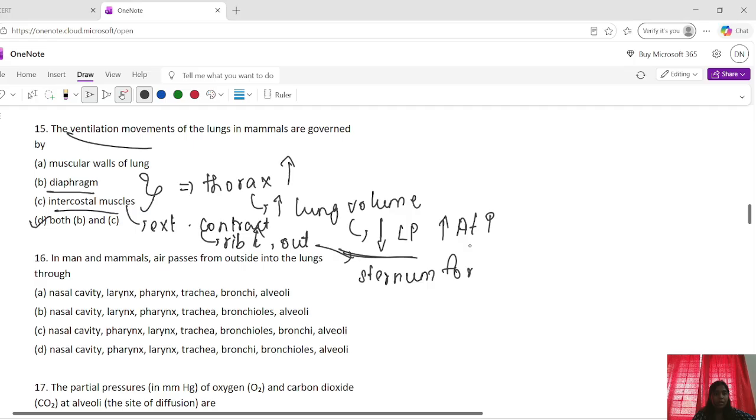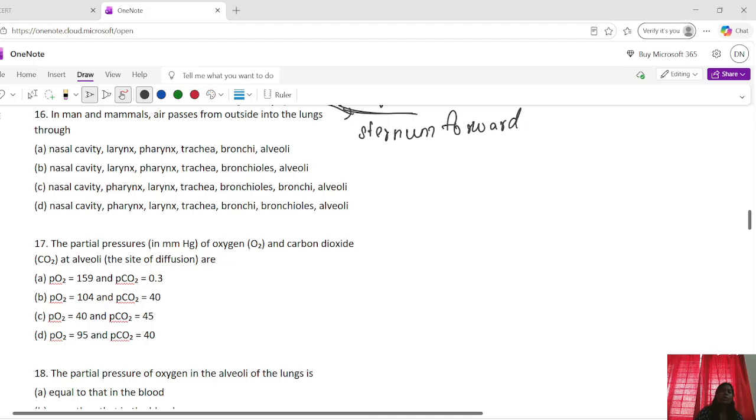Okay, so diaphragm and intercostal muscles are governing the ventilation movement of the lungs. Now in the 16th question, in mammal and in man, air passes from the outside into the lungs through... they are asking the passage of air passing from the atmosphere to the lungs. So we definitely know the answer for this question, and this is the very easiest question.